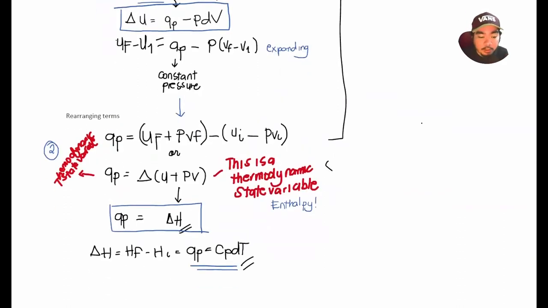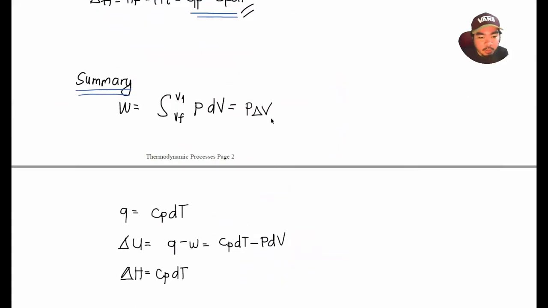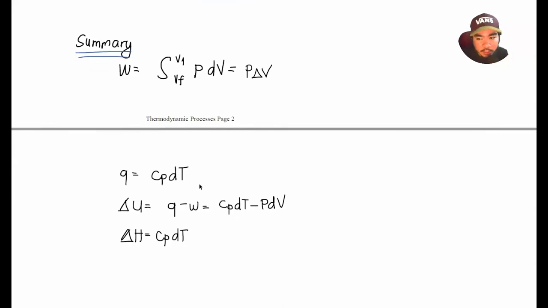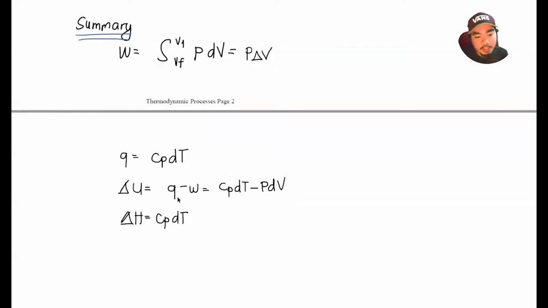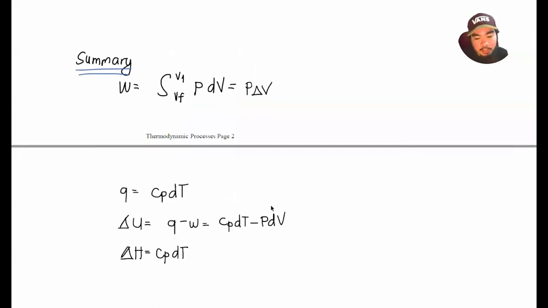And our QV, we can express as CP dT, but this time instead of CV we use CP, where CP is again the heat capacity at constant pressure. Okay, so in summary: the work done is equal to the pressure-volume work that happened in the system, equal to PdV, or P times the change in volume. It is expansive when the final volume is greater than the initial volume, and compressive when our delta V is negative, meaning the final volume is less than the initial volume. Then your Q here becomes CP dT, which is actually delta H as well. So Q sub P is equal to CP dT, also equal to delta H. So our delta U is just equal to Q minus W, wherein our Q is CP dT minus PdV.